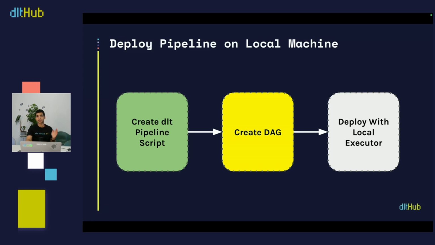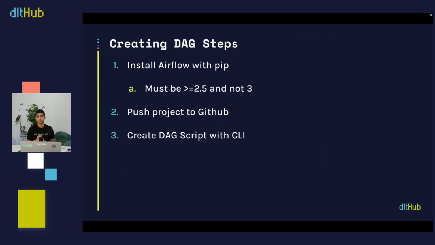Here are the steps that we have to take for creating the DAG. First, of course, we have to install Airflow. One thing I have to specify is that this Airflow must be equal to or above Airflow 2.5, but it can't be 3. That's just because those are the versions that our Airflow helper is currently compatible with. Next, we have to push our project to GitHub. Again, this is one of the prerequisites for using the Airflow helper. And then third is creating the actual DAG script.